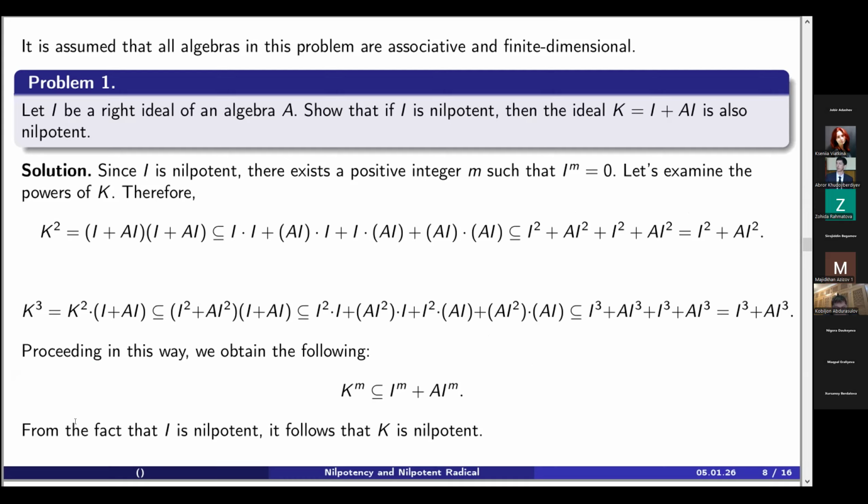From the fact that I is nilpotent, it follows that K is nilpotent. Okay. Shall I continue? Yes.